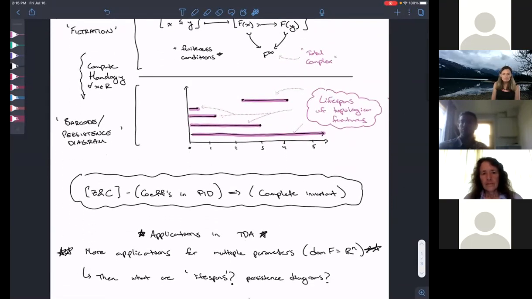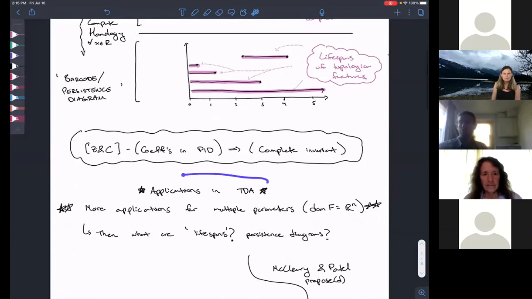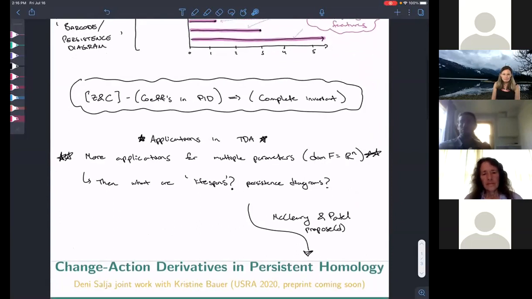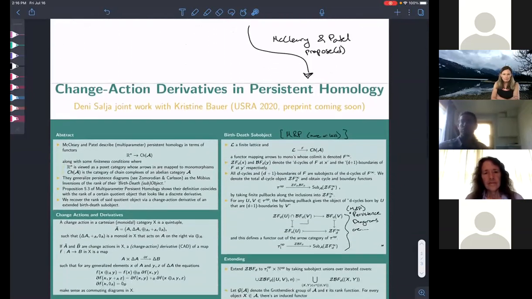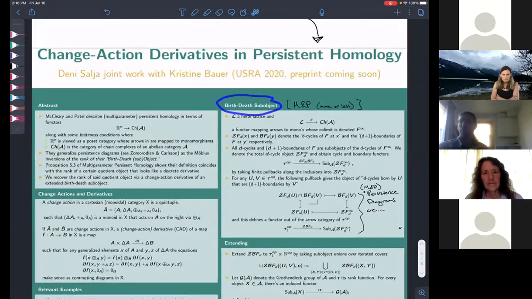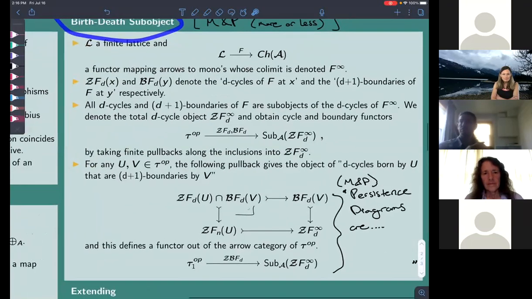If you take your coefficients in a PID, then this is a complete invariant, and there's a metric on these things, so people in TDA have found some really cool applications for them. Of course, there would be more applications if instead of being parameterized by R, you could be parameterized by Rn, something a little more interesting. In that case, though, it's not really clear what lifespans or persistence diagrams are. So in 2019, in June or so, McCleary and Patel proposed a solution in terms of something they called a birth-death sub-object.